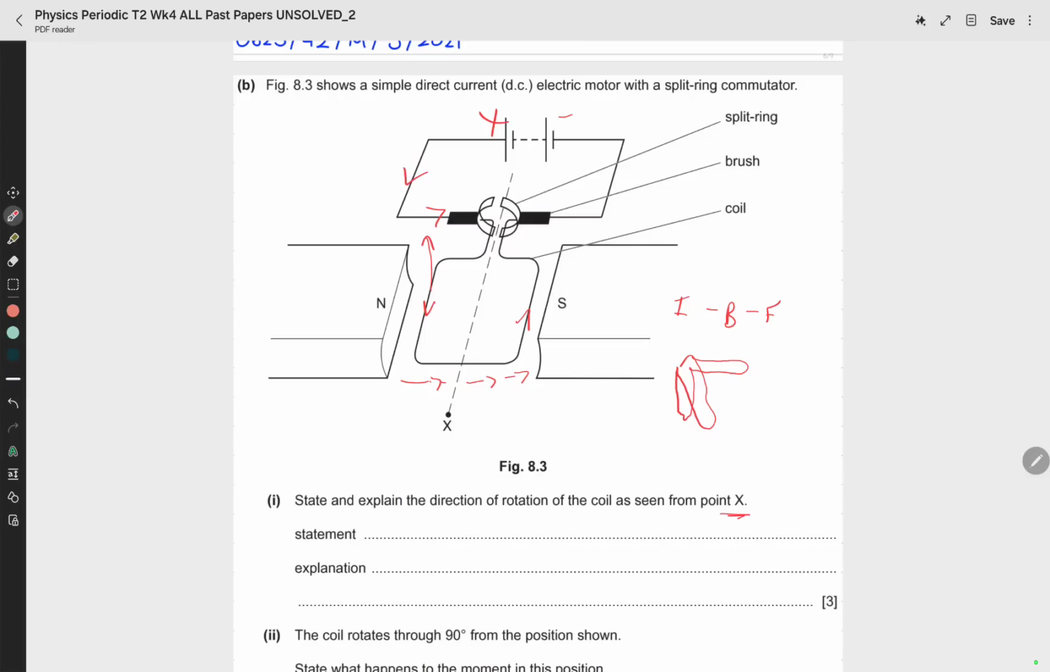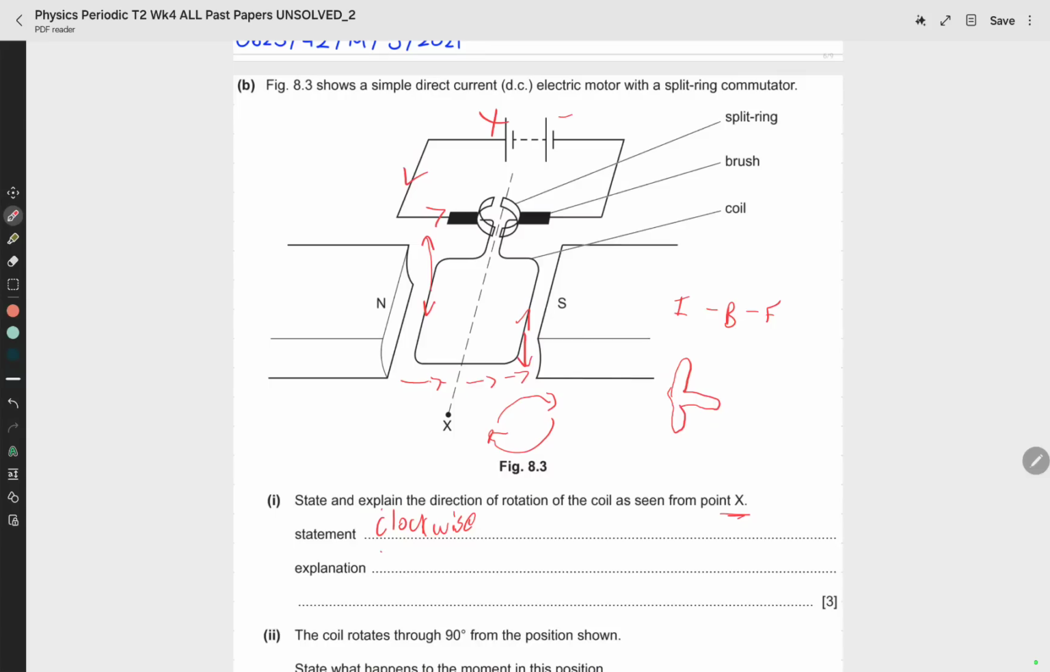Anyway, on the right side now, you have now your thumb for current pointing inwards, right? Again, your magnetic field pointing to the right. Extend your middle finger. Where is it going to go? It's going to go down, right? So that means your force is going to be down. So what does that mean? You're going to go clockwise, right? So over here at X, what's the direction going to be? Clockwise.